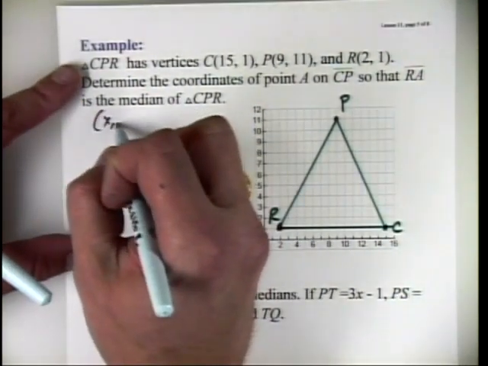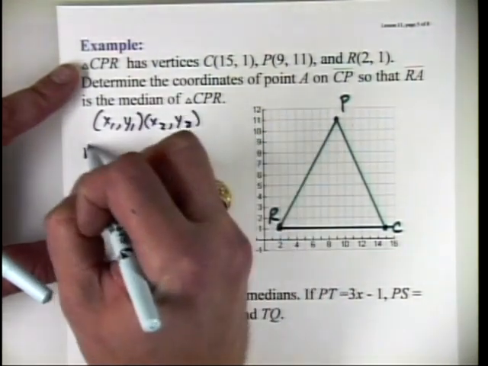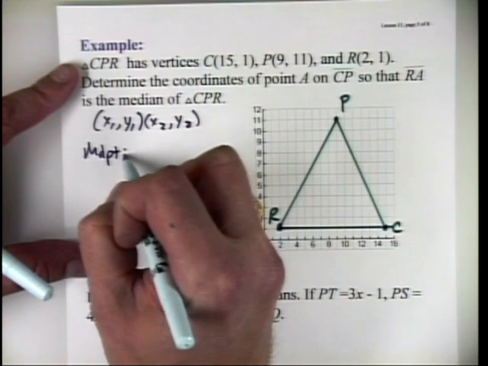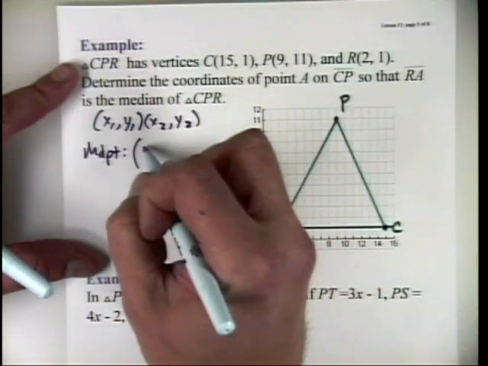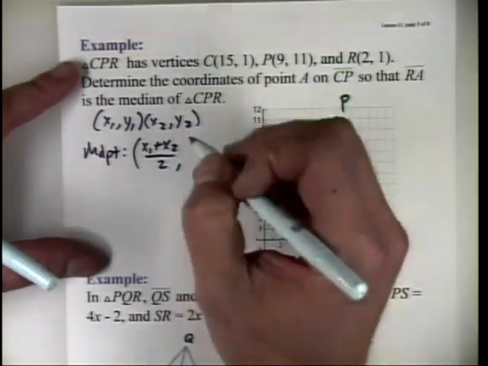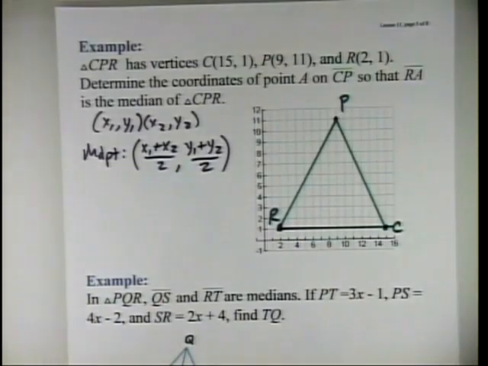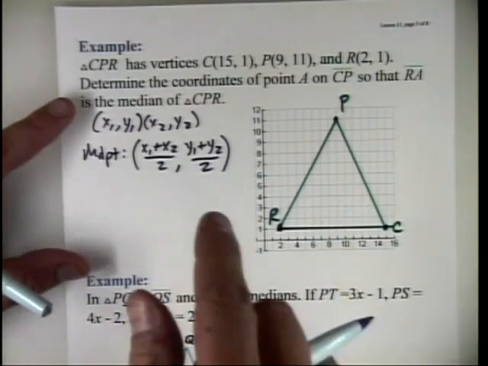If I have 2 points, x1, y1, and x2, y2, then the midpoint, if you remember, the coordinate of the midpoint is just going to be the averages of the x values. So x sub 1 plus x sub 2 divided by 2. That's your new x coordinate. And y sub 1 plus y sub 2 divided by 2. The average of the y values is your new y coordinate.